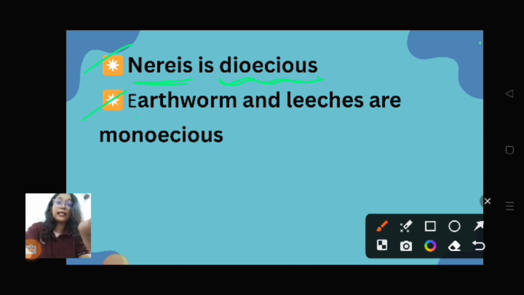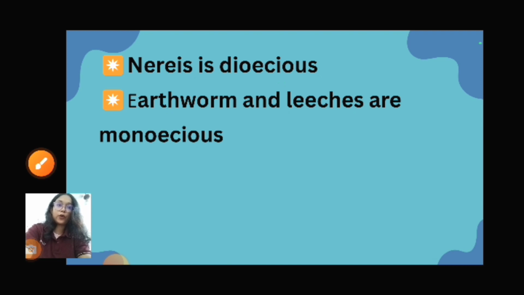Okay, and this earthworm and leeches, they are also examples of Annelida. They are monoecious, means the sexes are in a single body, means they are hermaphrodites. In one particular earthworm, suppose, they are having both male and female parts, and in case of leeches also. Both male and female reproductive parts are in one particular body, except in Nereis. Nereis are dioecious. Is it clear to you all?